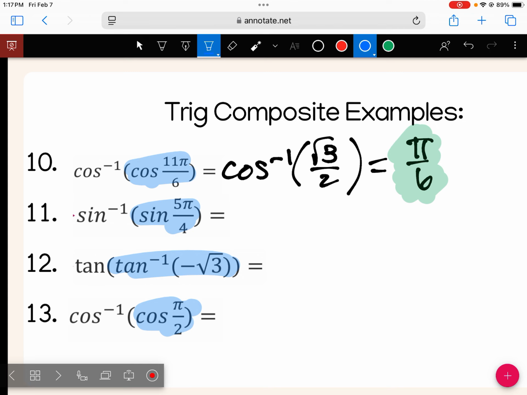Yeah, it's the reflection. So now can someone, yeah. It's what's highlighted in green, pi over 6. See how easy that was? Boom. Okay, can someone find 5 pi over 4 and tell me what the sine function is?